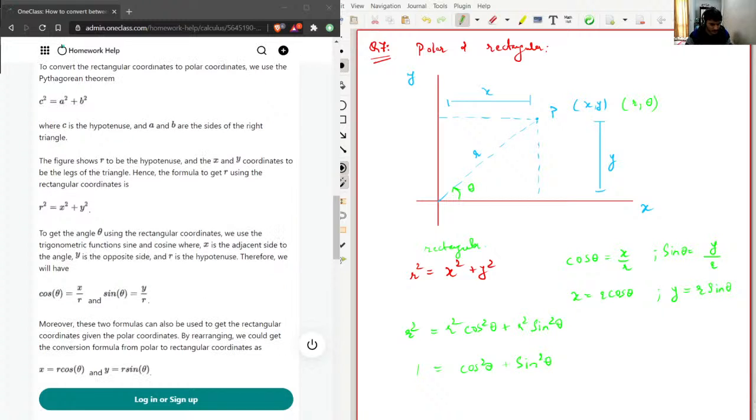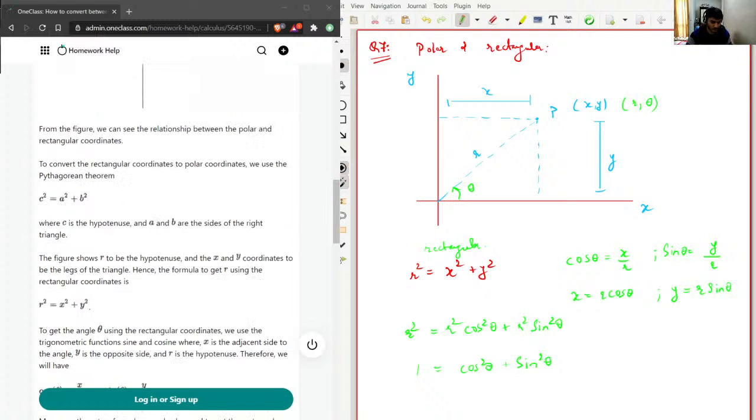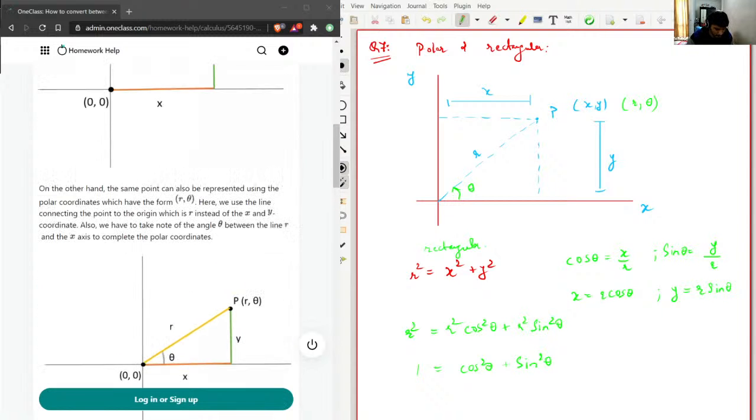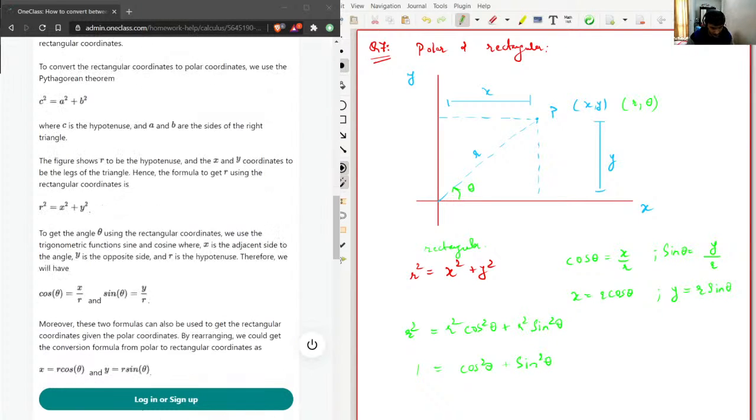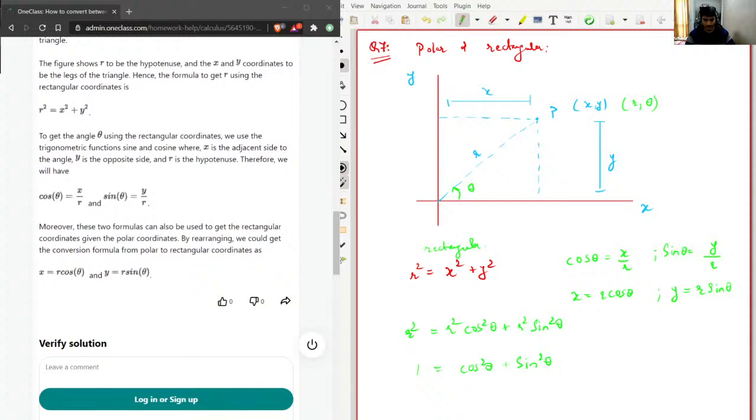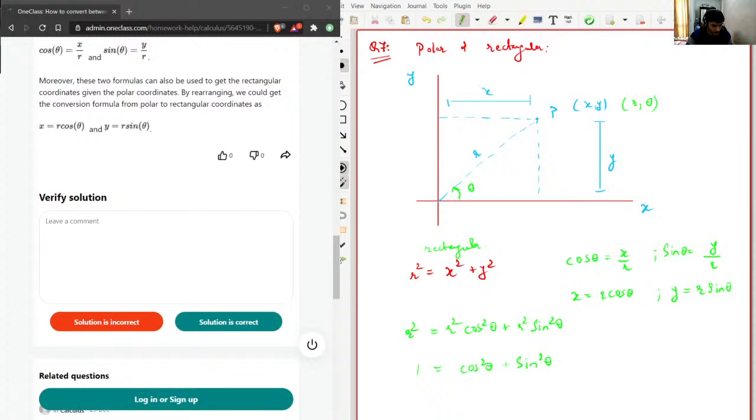So I think that is pretty much all. All these statements are just the same, which I already told you. So in this way we convert the polar coordinate system to rectangular and the rectangular coordinate system to polar coordinate system. That is pretty much all, and I'll just write the correct solution given here.